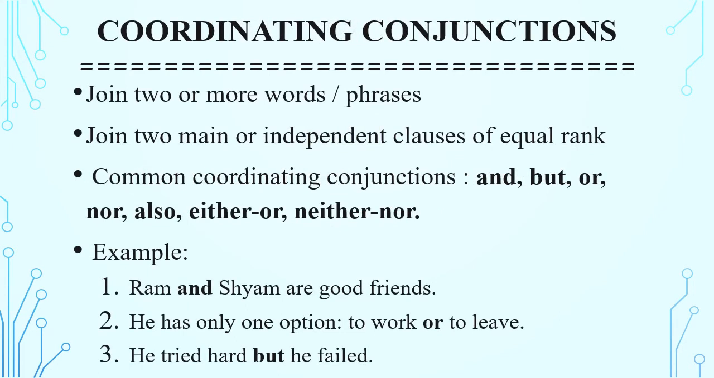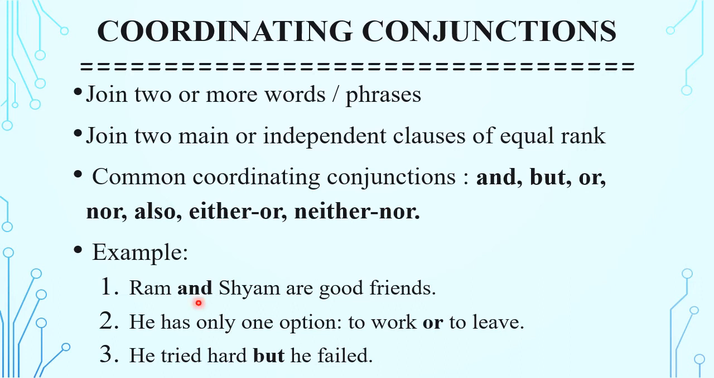Let's see first coordinating conjunctions. Coordinating conjunctions join two or more words or phrases. Coordinating conjunctions also join two main or independent clauses of equal rank. Common coordinating conjunctions are and, but, or, nor, also, either or, and neither nor. Let us see the examples.